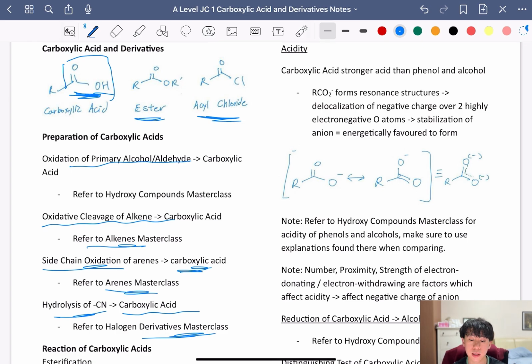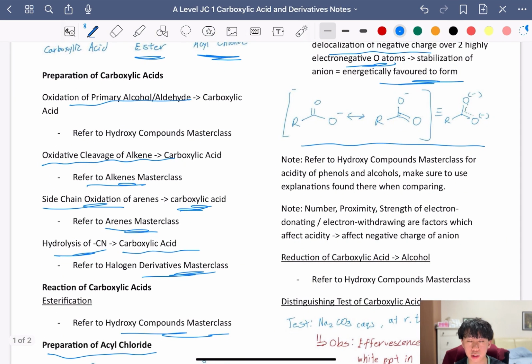But why? This is because this salt over here that you produce after dissociating out the H+, RCO2-, it actually forms resonance structures, shown over here. And this will help to delocalize the negative charge over two highly electronegative O atoms. You will stabilize the negative charge greatly. And because of that, it's very energetically favorable to form these resonance structures. Therefore, it's also very energetically favorable for your H+ to dissociate out. So that's why carboxylic acid is a pretty strong acid.